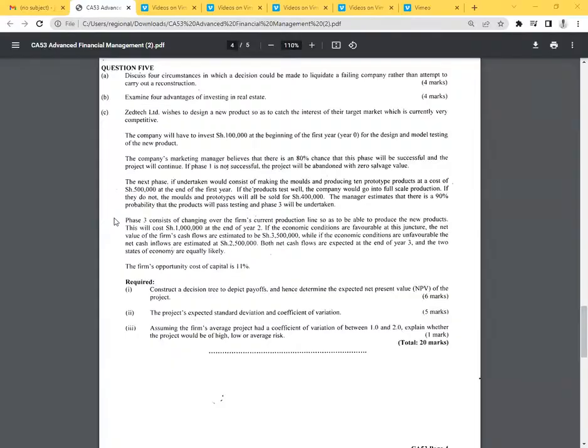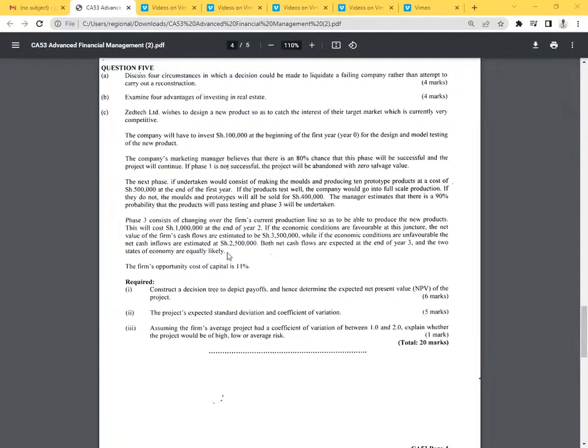We are told question 5C, it's May 2021. Question number 5C: TJ Limited wishes to design a new product so as to catch the interest of their target market, which is currently very competitive. The company will have to invest 100,000 at the beginning of the first year, which is year 0, for the design and model testing of the new product. The company's marketing manager believes that there is an 80% chance that this phase will be successful and the project will continue. If phase 1 is not successful, the project will be abandoned with a 0 salvage value.